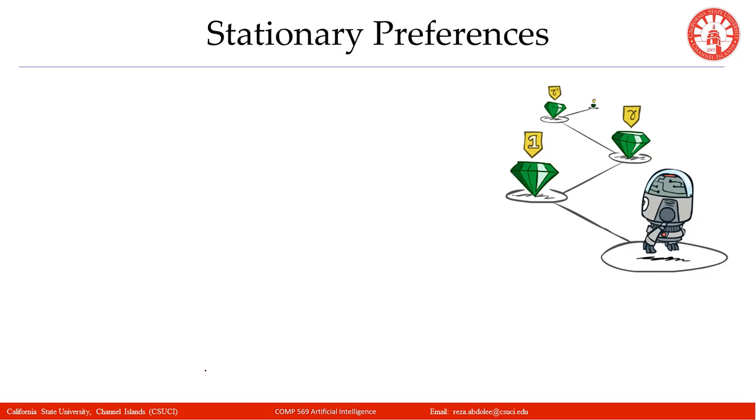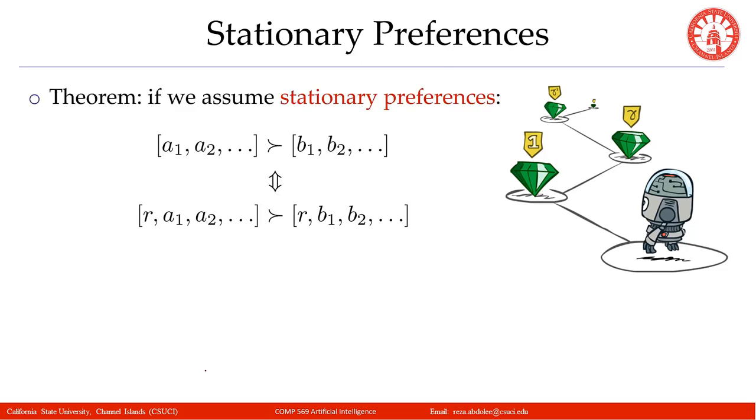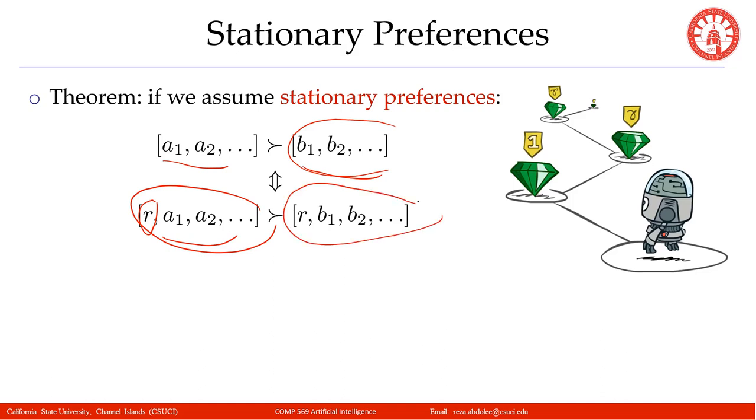Okay, so to solve this problem and define the utility function, we need to define stationary preferences. So here's the definition of stationary preferences. If an agent prefers sequence A over sequence B, then the agent will definitely prefer the shifted versions of those sequences. So if the rewards of A are shifted by some value in the future, and the same happens for B, then the agent again prefers the shifted version of A over the shifted version of B. Basically, that's the definition of a stationary preference.